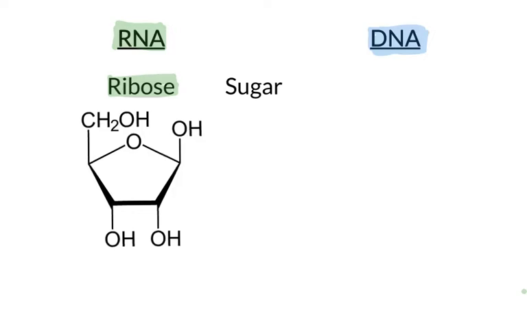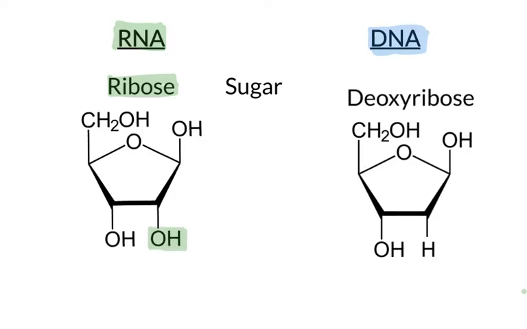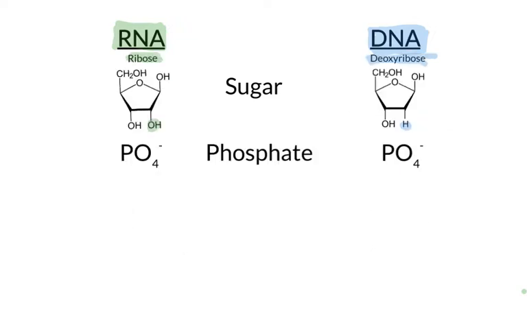The first thing that we will see is in the sugar. In the RNA, they have ribose. In the DNA, it has deoxyribose. And again, that's a difference of an OH group. Next, we see that phosphate will be the same for both of them. And then we look at the nitrogenous bases.